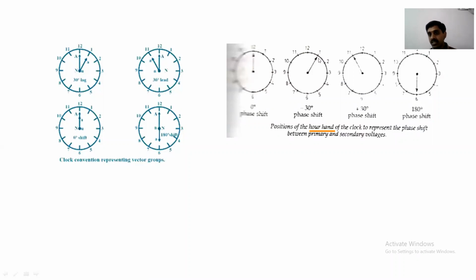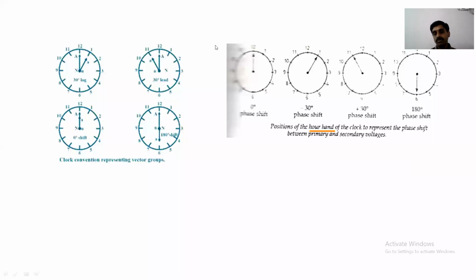If it is moved in this direction, that means the clockwise direction, there is a minus 30 degrees phase shift. If you take each 30 degrees, you can count a total of 360 degrees. If it is moved in the anti-clockwise direction like this, there is a plus 30 degrees phase shift. When it is at the sixth position, it is a 180 degrees phase shift. So you should understand this phase shift. This is the phase shift between the primary winding and secondary winding. It may be high voltage to low voltage, or low voltage to high voltage. So there are different types of connections.